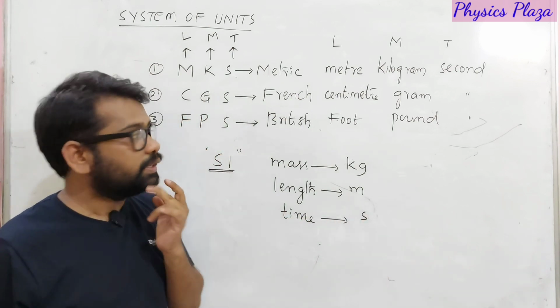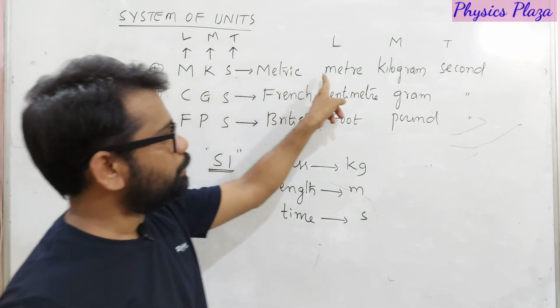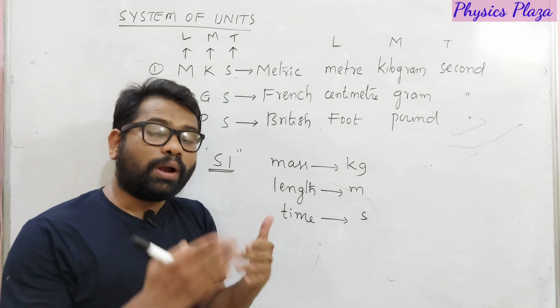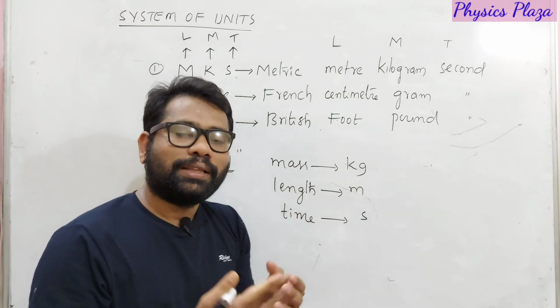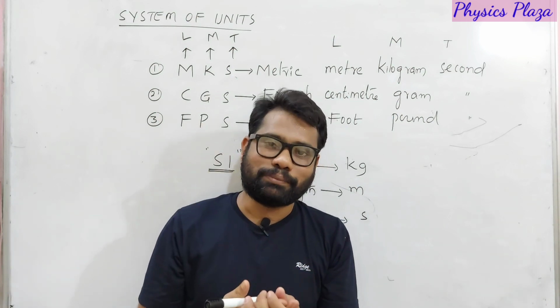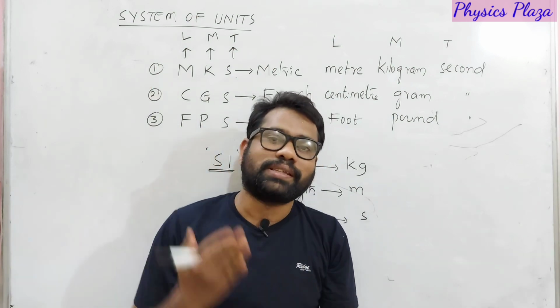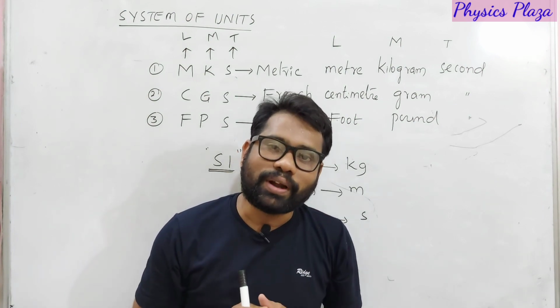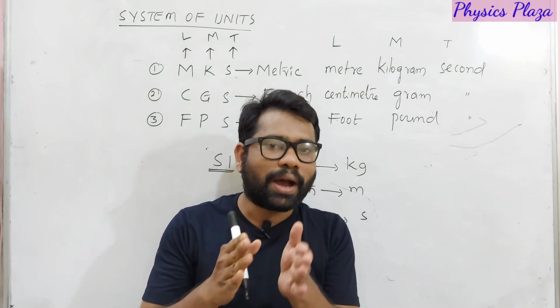Then you may get a doubt. Sir, in the MK system also we are measuring meter, kilogram, second, whereas in the SI system also we are measuring them. What makes the difference? Children, the SI system is an updated version of the MK system. It is an extension of the MK system. In the MK system we can measure only 3 fundamental quantities, that is length, mass, time.